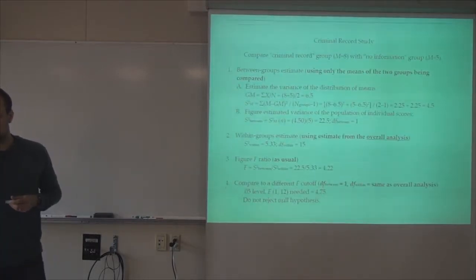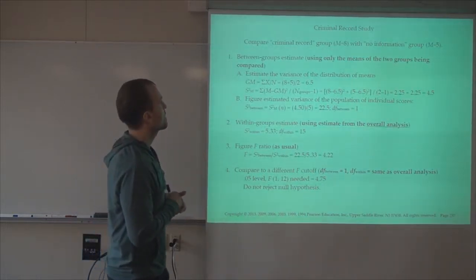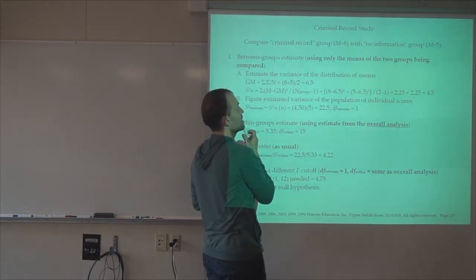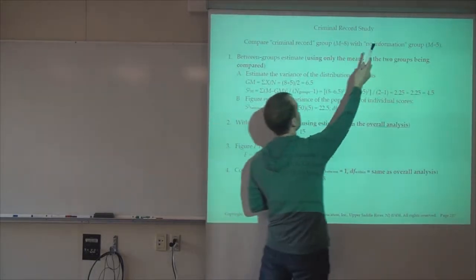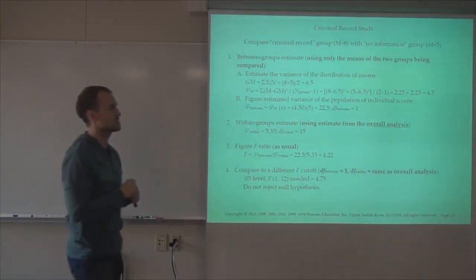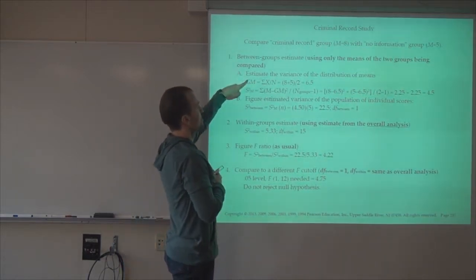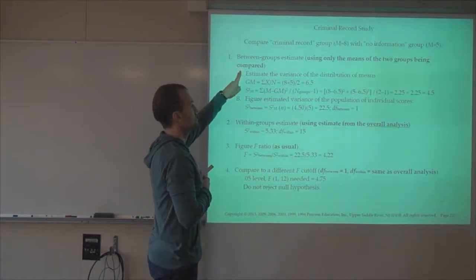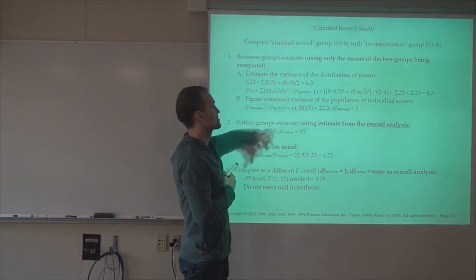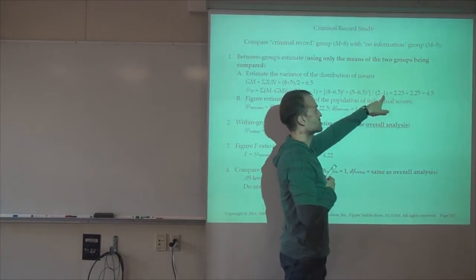So if I do that very briefly here, for my criminal record study, I'm going to compare the group that gets the information that the defendant has a criminal record versus the no information group. I suspect that that's where the biggest difference is. So let's test those two groups against each other. Then I recalculate the between groups estimate using only those two groups, only two of the means. Get a new grand mean. The number of groups is 2 minus 1.